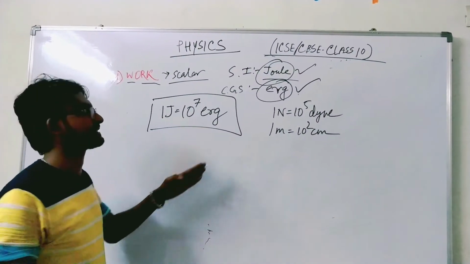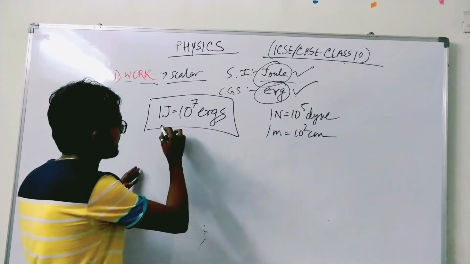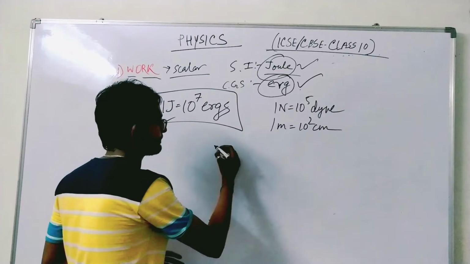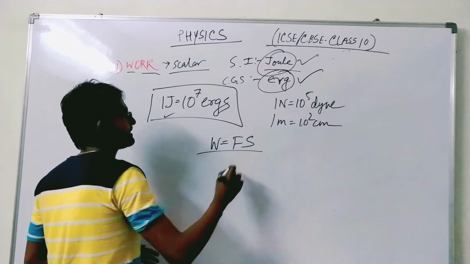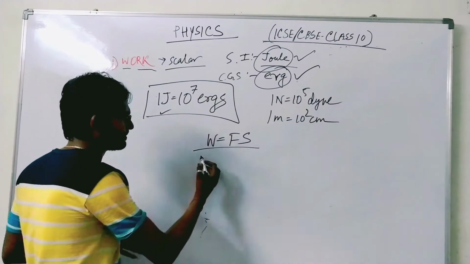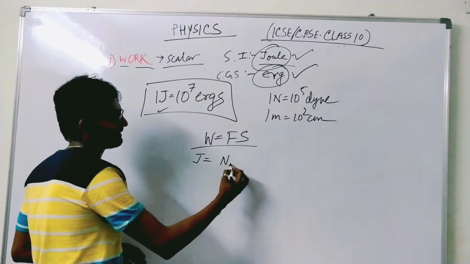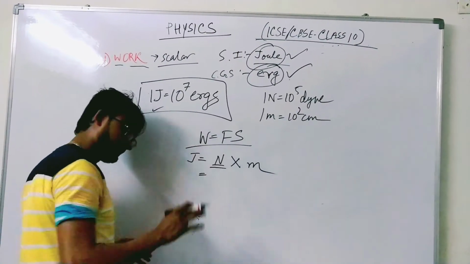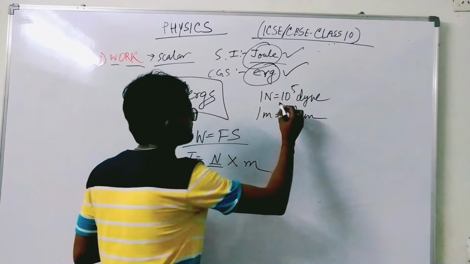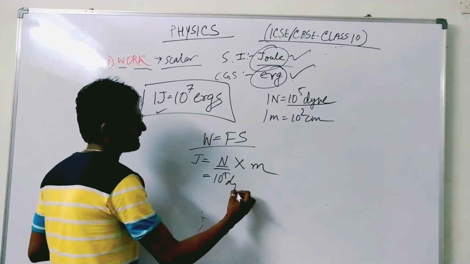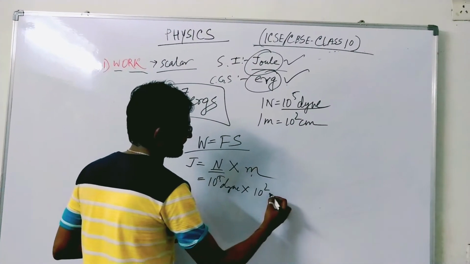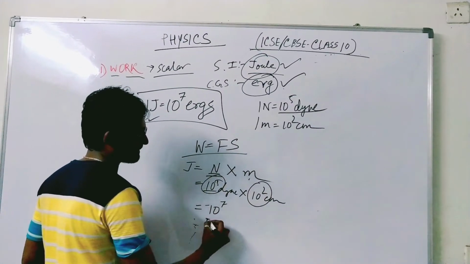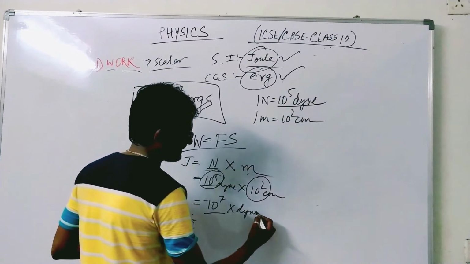1 joule is equal to 10 to the power 7 ergs. So I will also derive this. How is 1 joule equal to 10 to the power 7 ergs? If I consider the main formula, W equal to Fs. W, as you all know, is joule. If I consider the SI unit, F is Newton, and S is meter. So Newton, if you go through the 4th chapter, is basically 10 to the power 5 dyne, and meter is 10 to the power 2 centimeter, 100 centimeter. So 10 to the power 5 into 10 to the power 2 will come as 10 to the power 7 into dyne into centimeter.